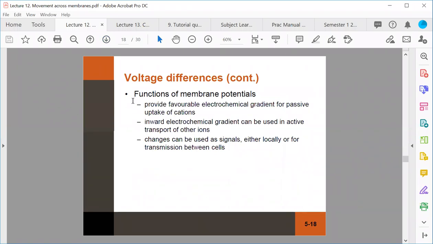Functions of membrane potentials. Membrane potentials provide favourable electrochemical gradients for the uptake of cations. The inward electrochemical gradient can be used in active transport of other ions, and membrane potentials or changes in membrane potentials can be used as signals.